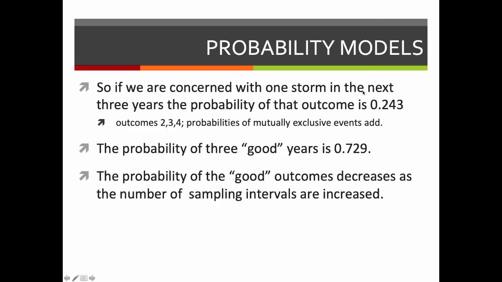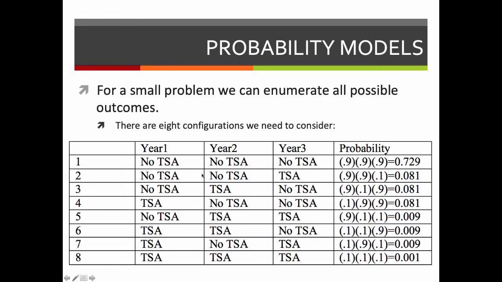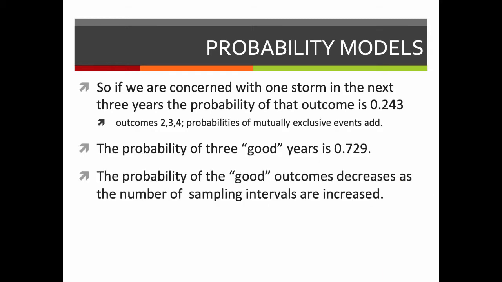So if we're concerned with a single storm in the next 3 years, the probability of that outcome is 0.243. So outcomes 2, 3, and 4 would satisfy exactly one storm. 2, 3, and 4 are exactly one storm events. They have a probability of 0.081 each, and you would sum those 3 up because they're mutually exclusive. The probability of 3 good years we've already seen is 73%.